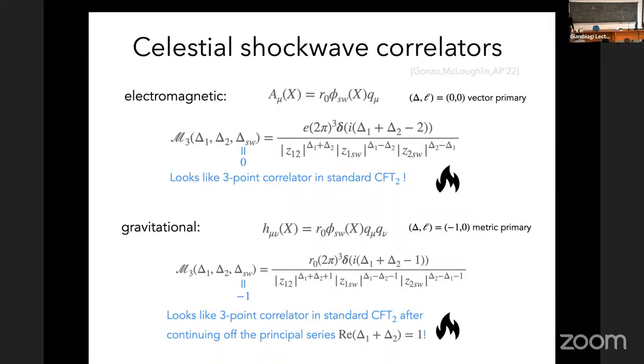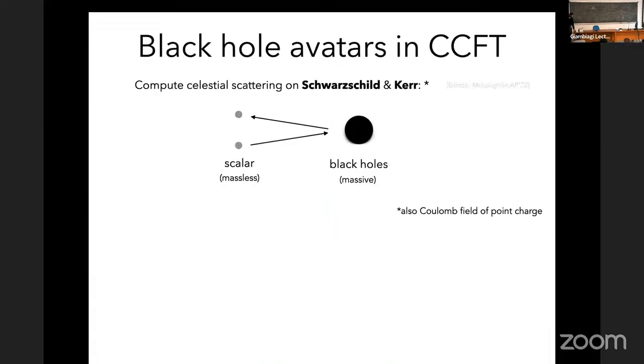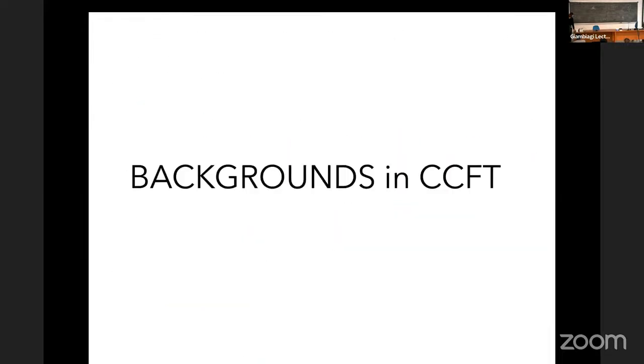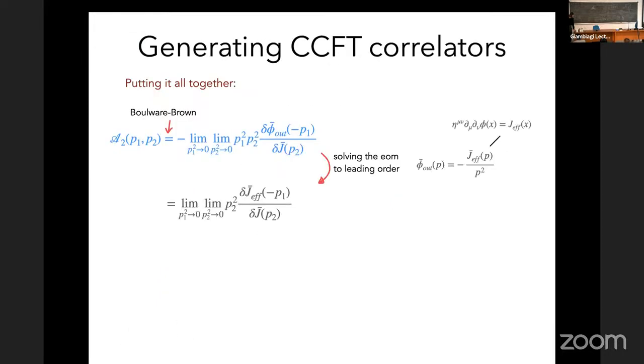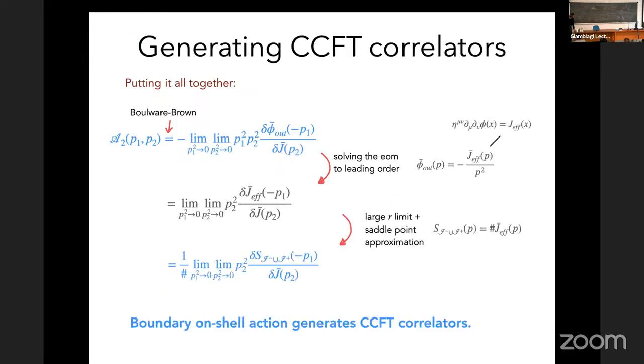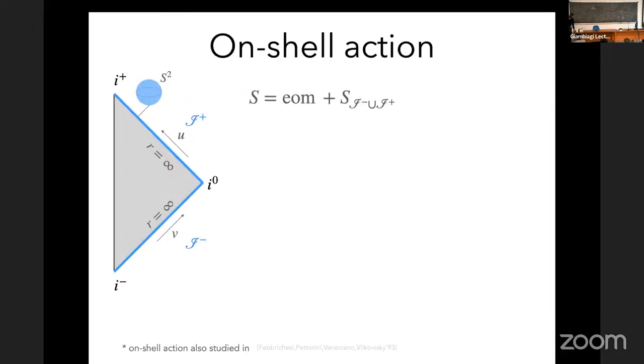Is it clear that this function is actually finite? Because in AdS, we need to do renormalization. Good. Okay, I don't have the details here, I guess.